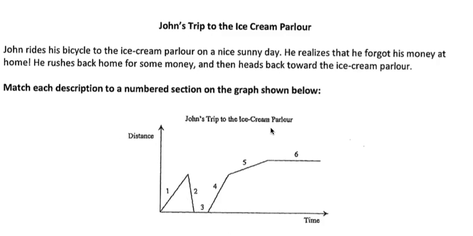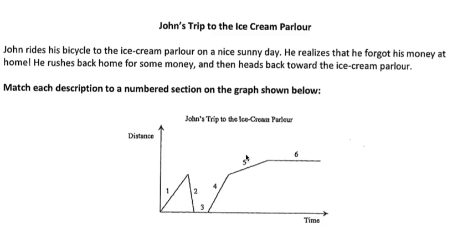So this is a graph here of John's trip to the ice cream parlor. And he's going to ride his bicycle to the ice cream parlor. He realizes that he forgot his money at home. So then he rushes back home for some money and then heads back towards the ice cream parlor. That's the story. We have it set here. Let's look at what it looks like in this graph here.